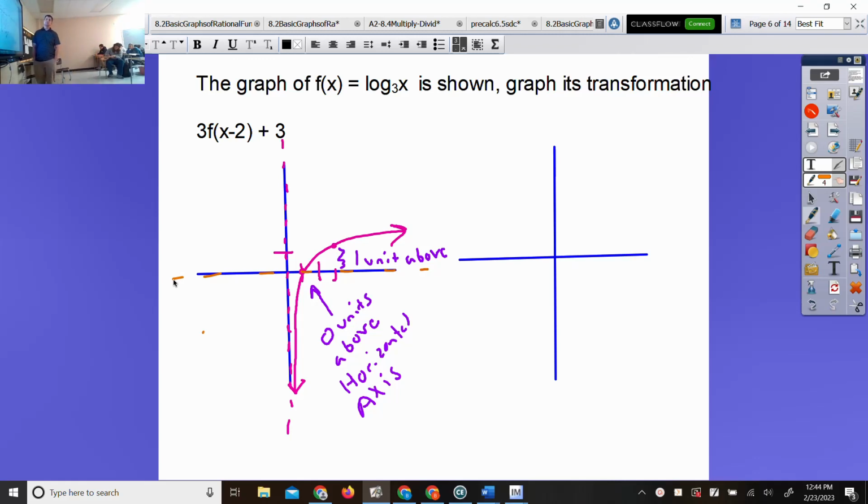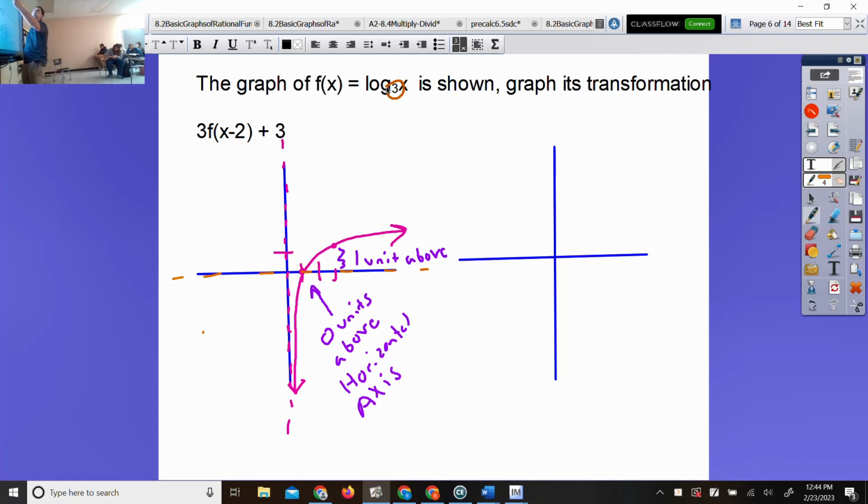The next point that you run across, this is log base 3, is 3 units away from the origin on x and 1 unit above. And they always do that. That's how logarithms behave. Because if you do log base 3 of 3, what's the return value? Log base 3 of 3, 1. That's why it's there.